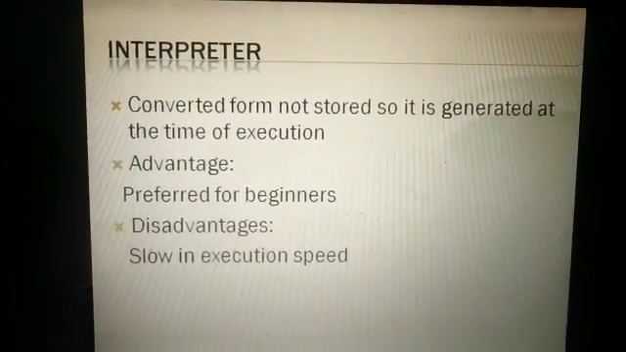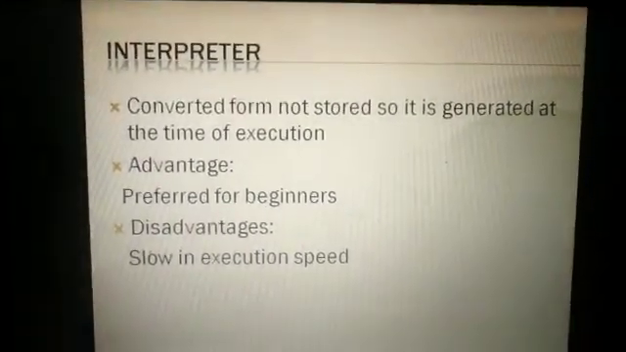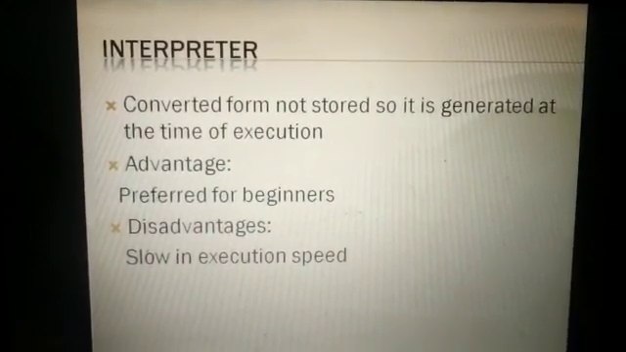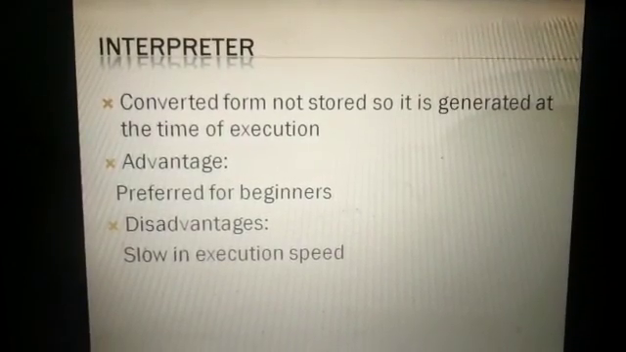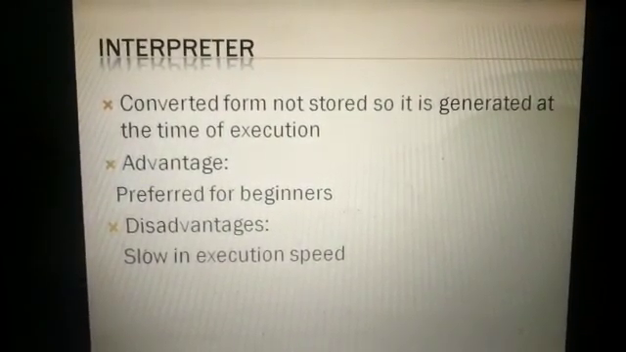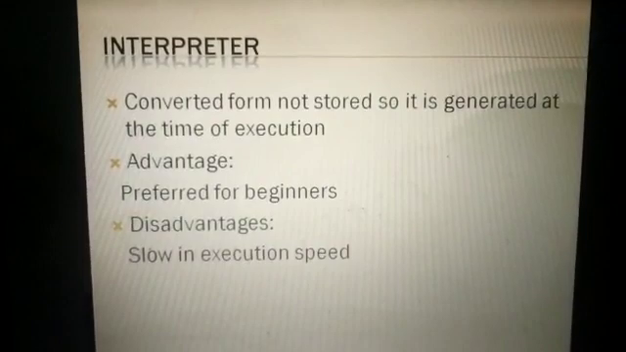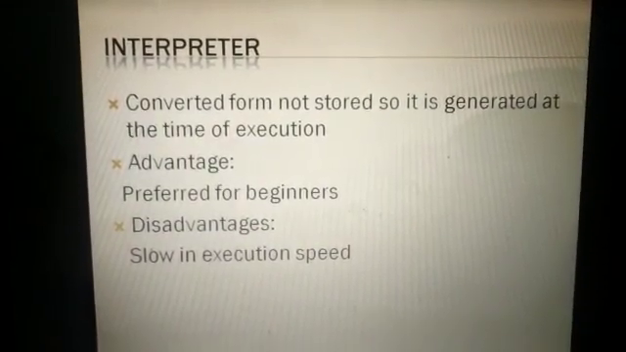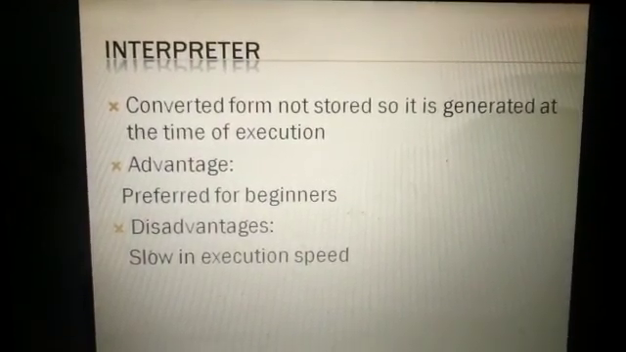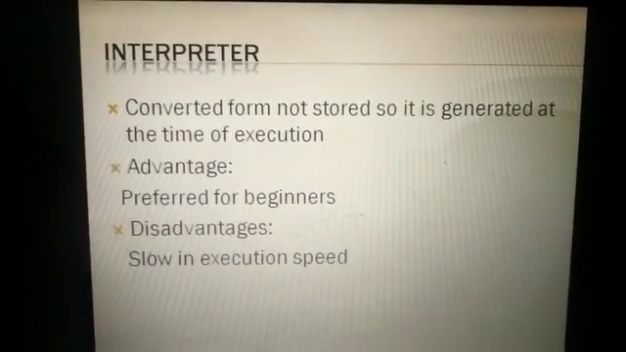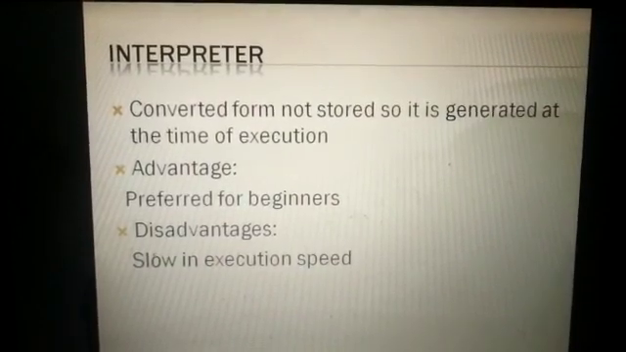The converted form is not stored, so it is generated at the time of execution only. It includes the advantage, which is preferred for beginners. It includes the disadvantage, which is slow execution speed.